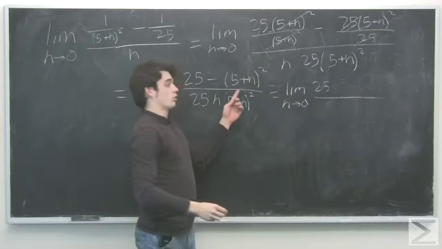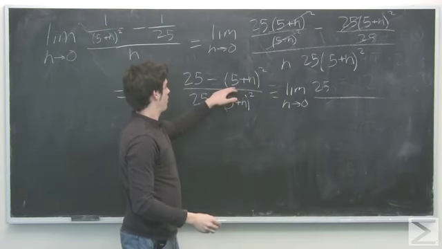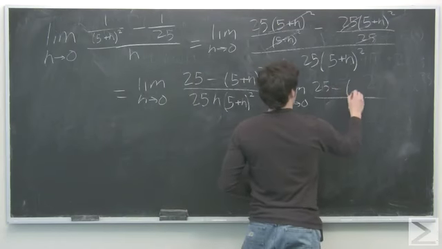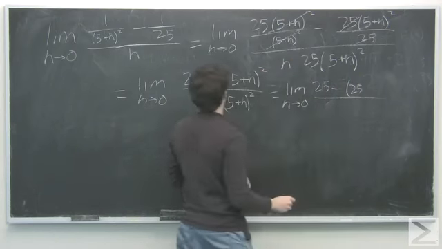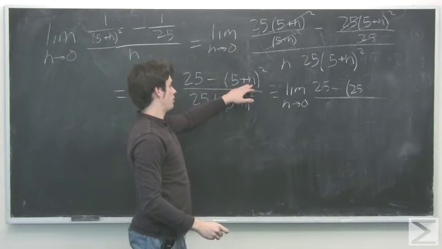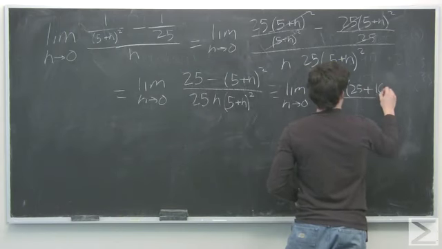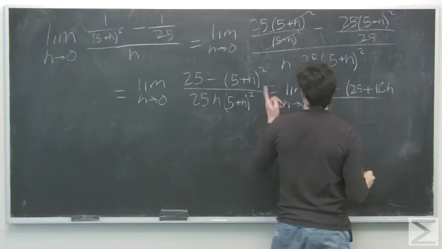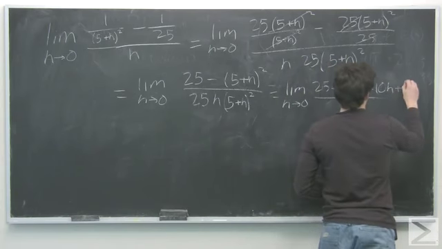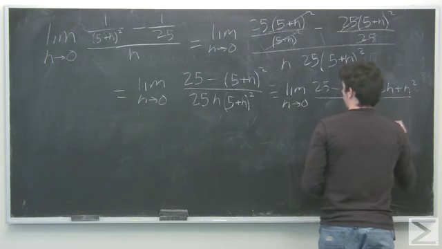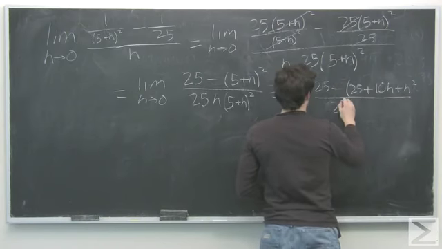So when we're squaring this guy, 5 squared gets us 25. We get 5 times h gives us 5h, but there's going to be 2 of those, so it gives us 10h. And then finally, there's going to be an h squared at the end. And this is all going to be over the same denominator that we had before.